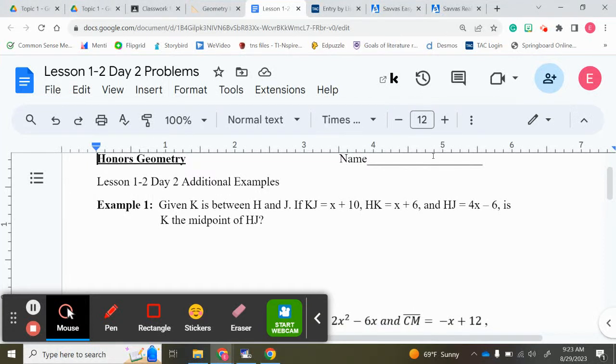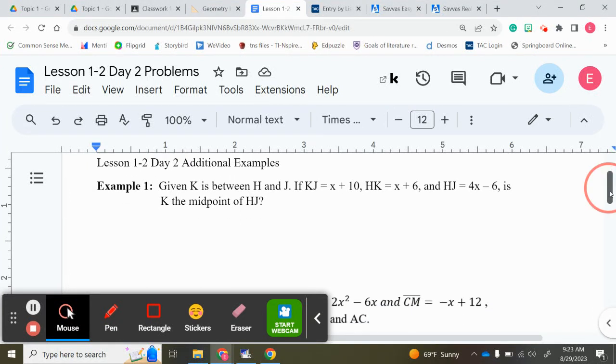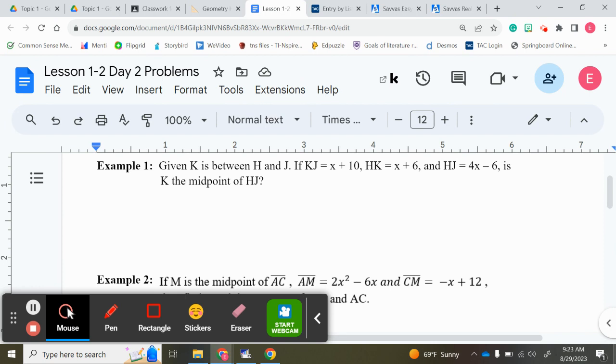Okay, so let's take a look at example 1. These are additional examples that are not in your book or your companion. All right, so example 1, it says given K is between H and J.